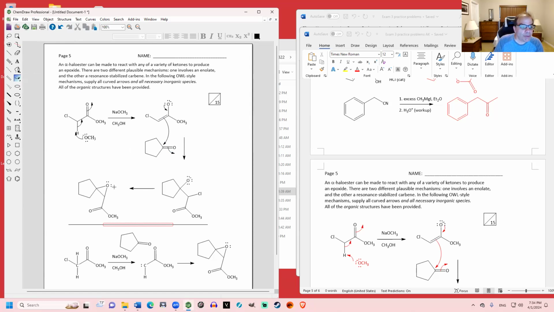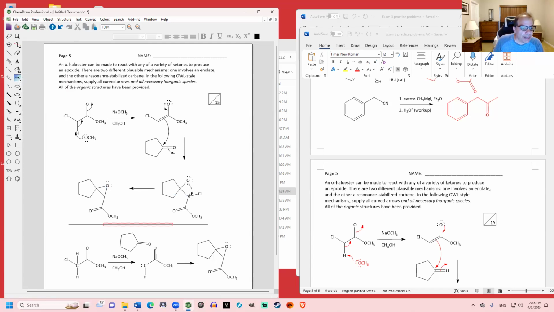And then it looks like we've closed the epoxide by forming a new bond right there. So that means that the oxygen with the minus charge attacks the carbon with the chloride on it. Notice the chlorine is gone. It's undergone an SN2 reaction. This is a Williamson ether synthesis. We talked about that in chapter 18.